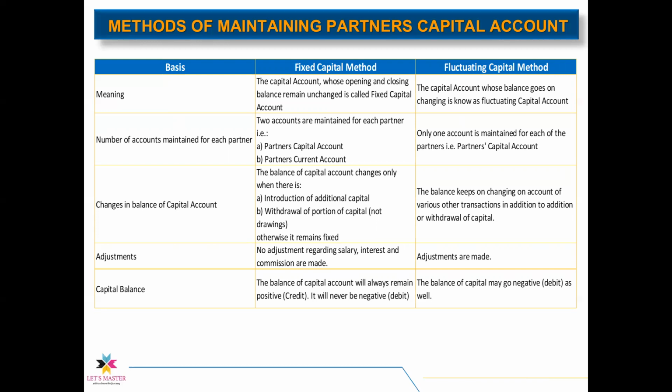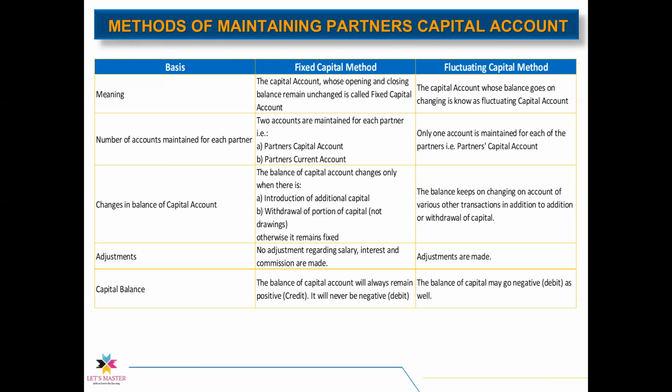Whereas in case of fluctuating capital method, the balance keeps on changing on account of various other transactions in addition to addition or withdrawal of capital. So if you are maintaining the partner's capital account using the fluctuating capital method, then the balance of capital account will not only change because of introduction of additional capital or withdrawal of a portion of capital, but because of some other transactions as well.